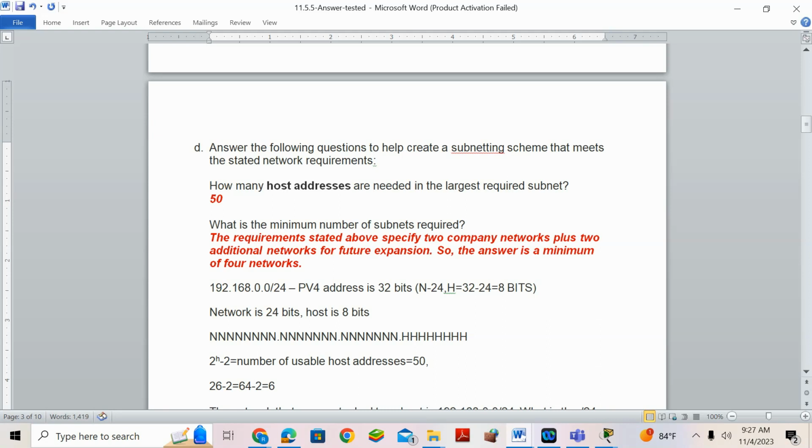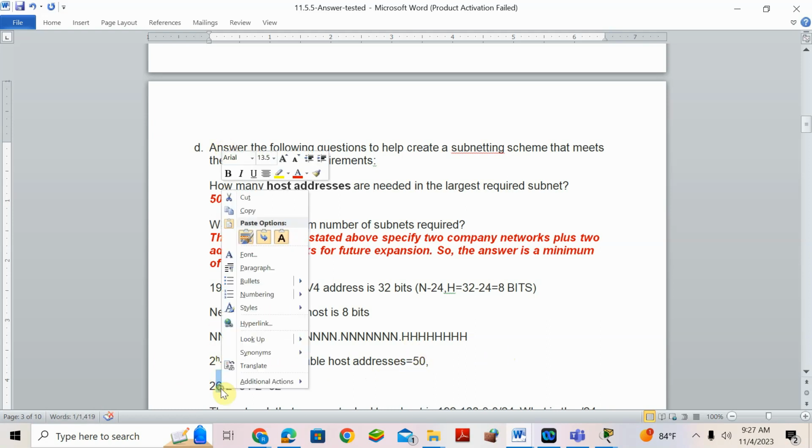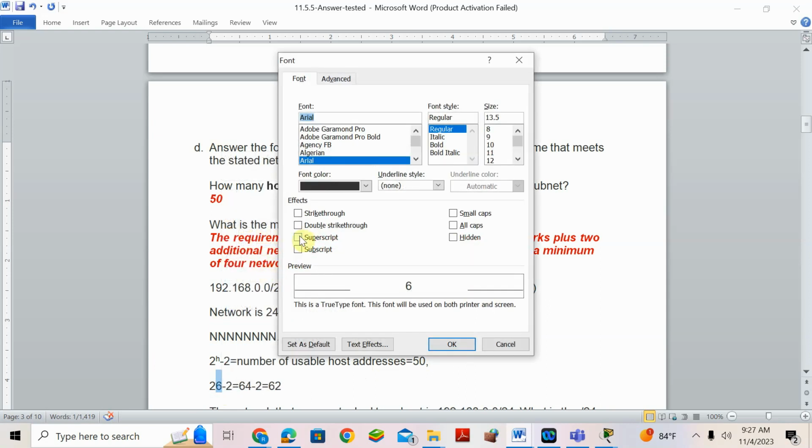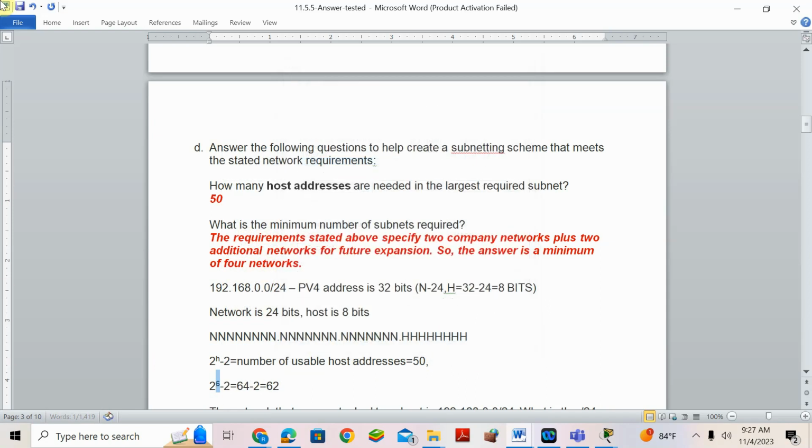That will satisfy the requirement of 50 host addresses. 2 power 5 means 32, 32 minus 2 gives 30. I need a minimum of 50, so I'll go for h equal to 6. I will make this superscript again. Now see, I take 6 host bits: 1, 2, 3, 4, 5, 6. I am taking only 6 host bits.